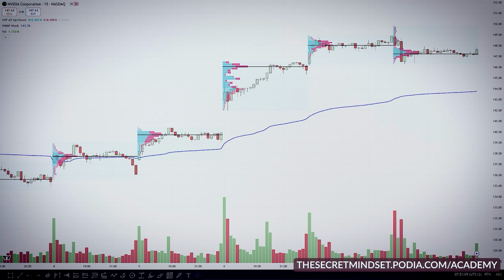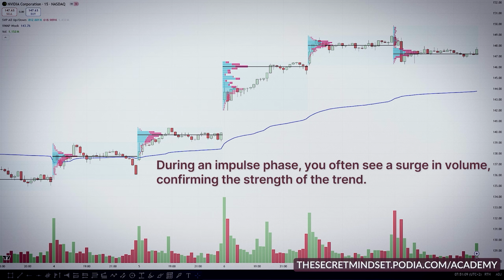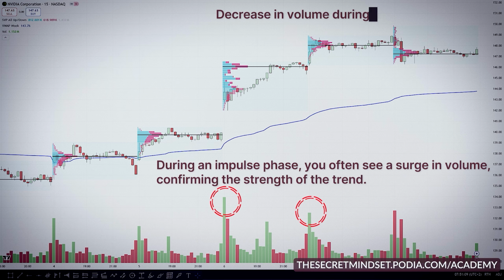Combine this with volume profile or footprint charts. During an impulse phase, you often see a surge in volume, confirming the strength of the trend. In contrast, a decrease in volume during a corrective phase implies a lack of conviction in moving against the main trend, hinting that the correction may be temporary.